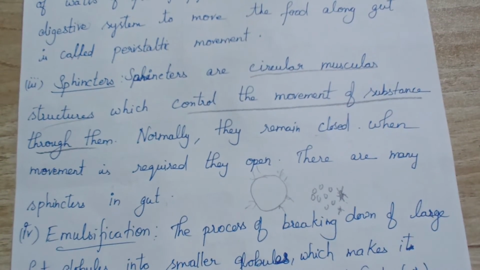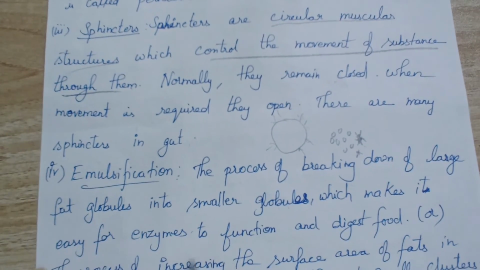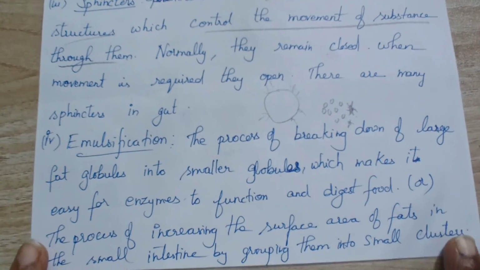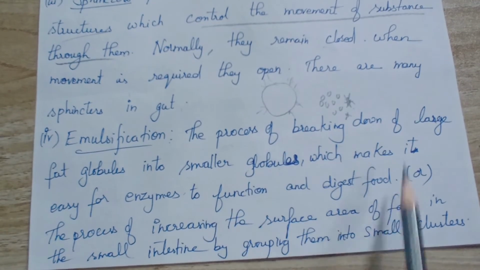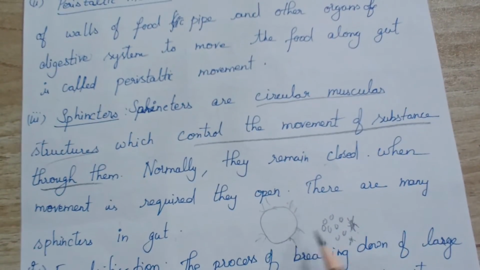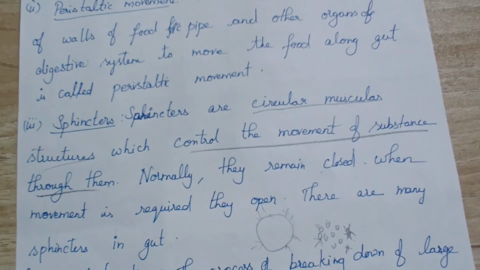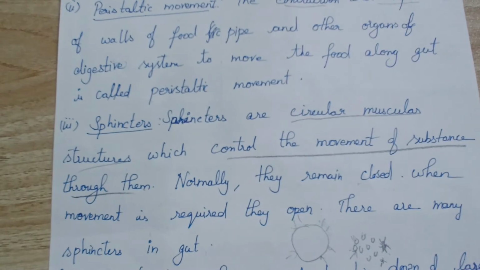To increase the surface area, and thereby the efficiency of the enzyme, we break down the large fat globules into smaller globules, which makes it easy for the enzyme to function and digest food. Or you can say it in simpler words: the process of increasing the surface area of fats in the small intestine by grouping them into small clusters. That is, one big piece into small pieces, so all the enzymes can act over it. Clear on this? So this is used in the digestive system.